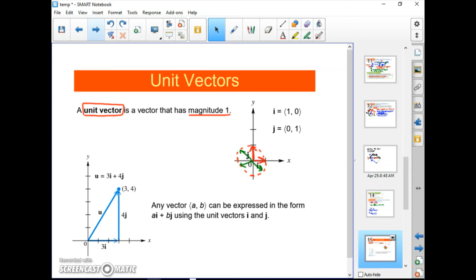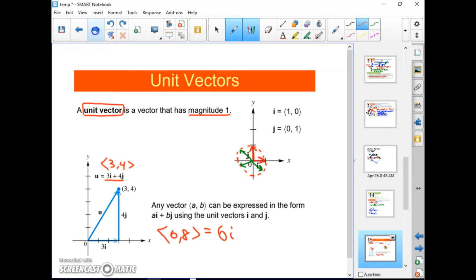Then they introduced this other terminology, 3i plus 4j is the same thing as 3, 4. It's the same thing. So if I give you a vector 6, 8, you might have to write it as 6i plus 8j. It's just important to notice the x part is 6 and the y part is 8. It's really hard to mess that up, I think.